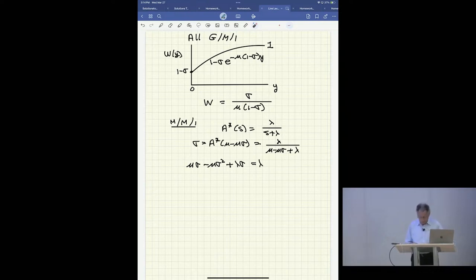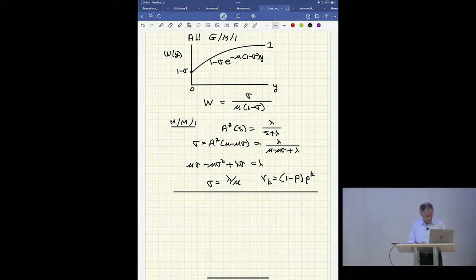So you get rid of that one, and the remaining root is simply sigma equals lambda over mu. So we know that Rk is equal to 1 minus sigma, which is lambda over mu. What's lambda over mu? It's rho times sigma to the k, which is rho to the k. Sure enough, we've seen that before for MM1. That is the MM1 solution. And so that's the end of what I want to do with GM1.